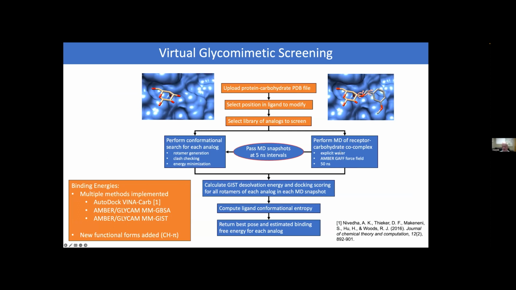Once we've done the MD and we've got our structures back, we can calculate the interaction energy several different ways. Our group has done historically a lot of work with AMBER and MMGBSA or PBSA simulations for the interaction energy. We've also implemented a version of Autodock that we modified some years ago for carbohydrates. And now we're looking also at explicit water interaction energies.